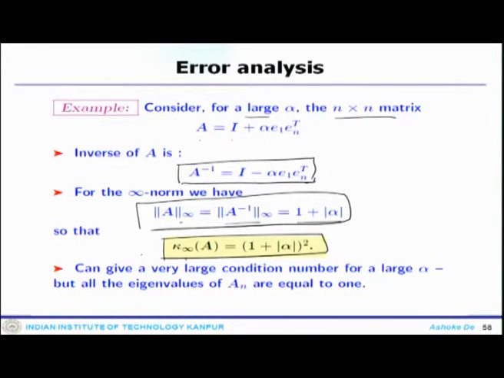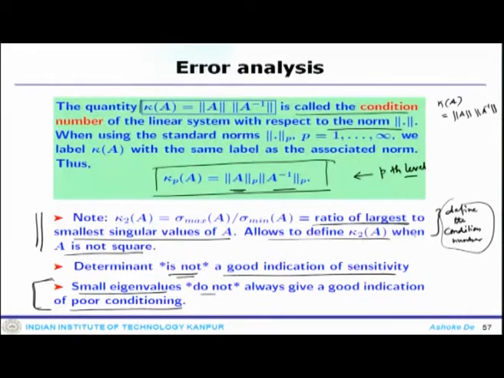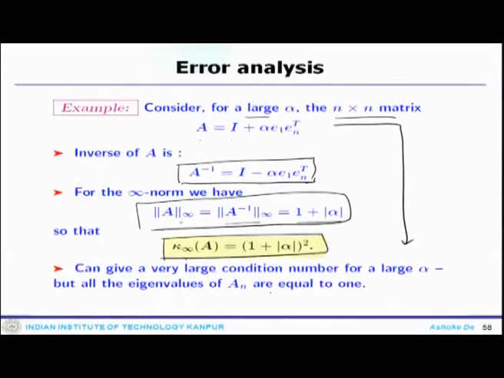So, that means it can give you a very large condition number for a large value of alpha, but all the eigenvalues of A_n are equal to 1. This is the check of the statement we made: the eigenvalues are not a good indicator for the condition number. Here the eigenvalues are nicely behaved, but the condition number is absolutely large for large alpha. So, that is not a good marker for the condition number.